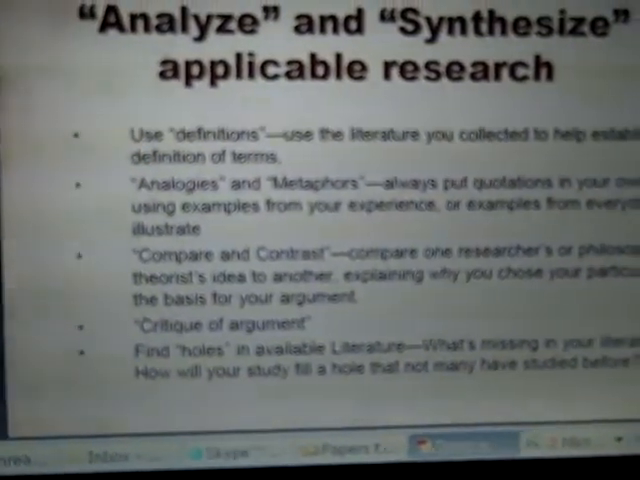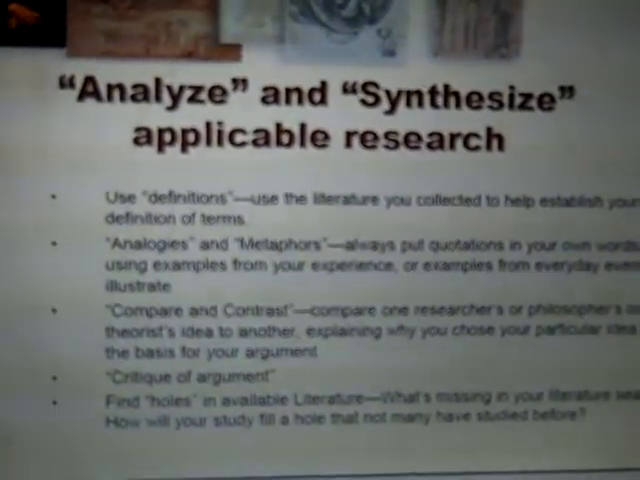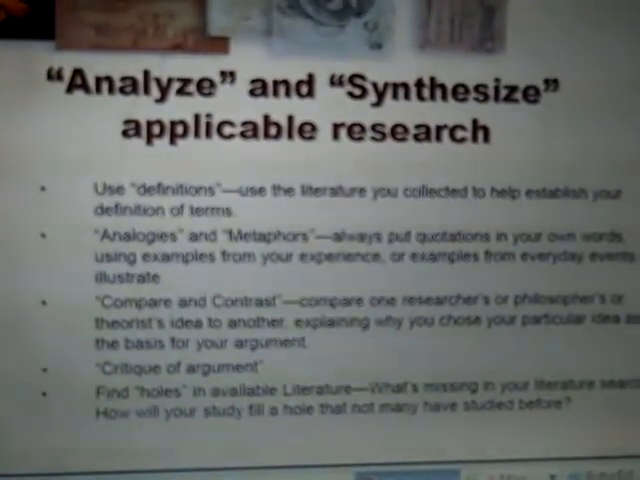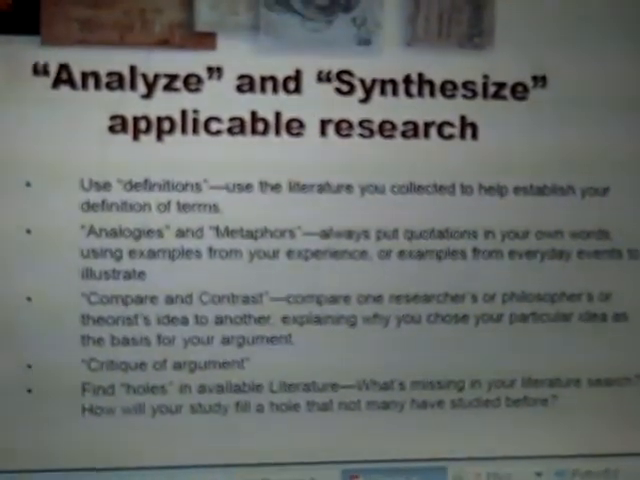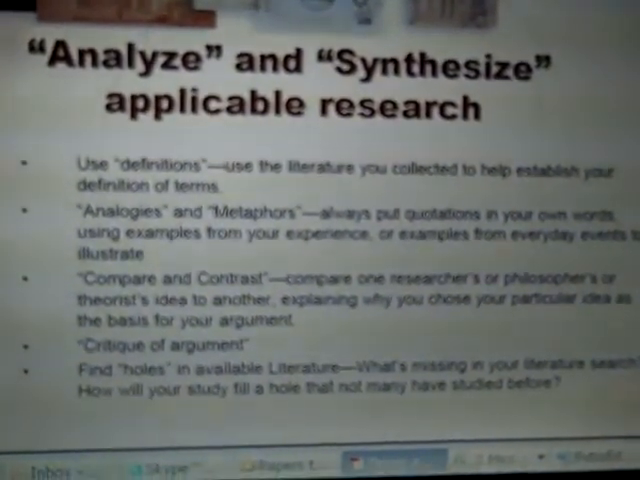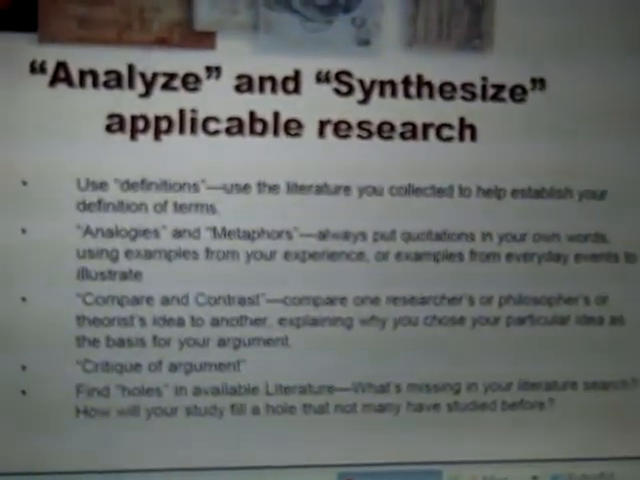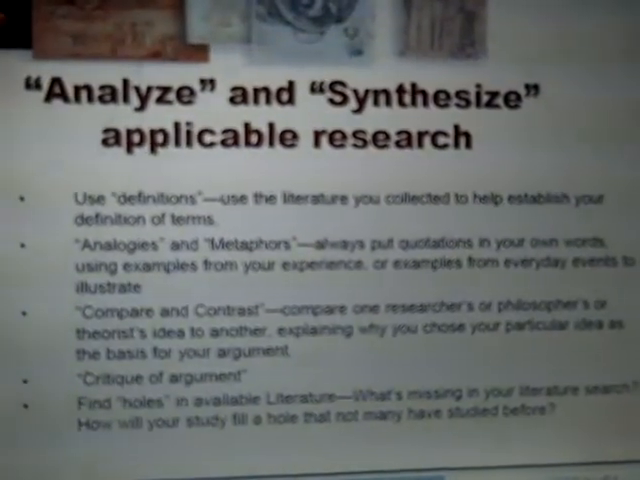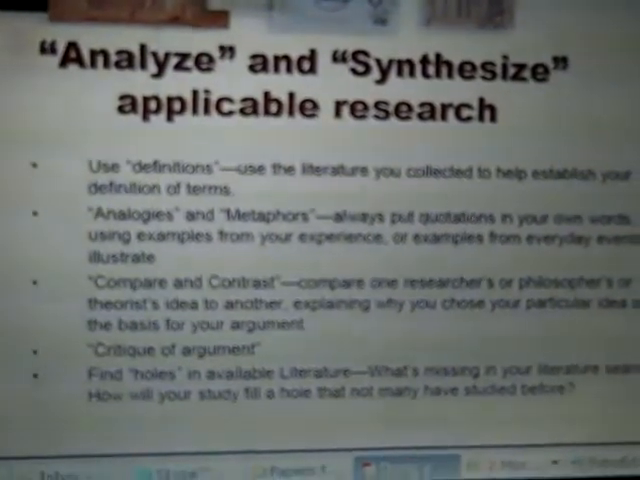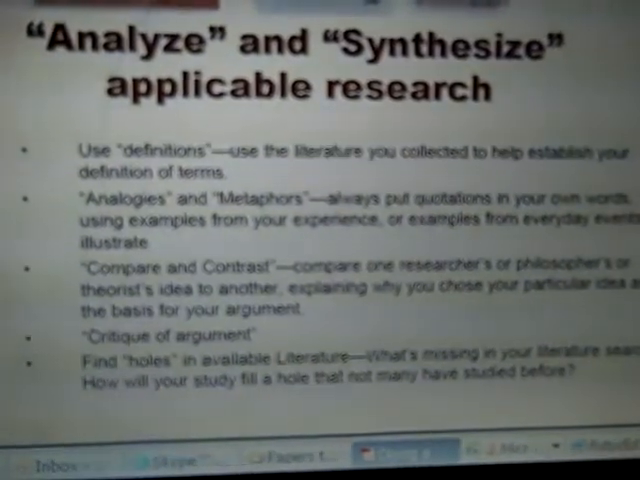When you write a literature review, you are practicing the skills of analysis and synthesis. You use tools such as definitions. You use analogies and metaphors. You can compare and contrast complex ideas or contrary ideas about the topic. These are good things. Find holes in the literature. Make critiques of arguments. You are perfectly capable of critiquing someone's argument and telling us why a published piece of literature does not apply in your case.